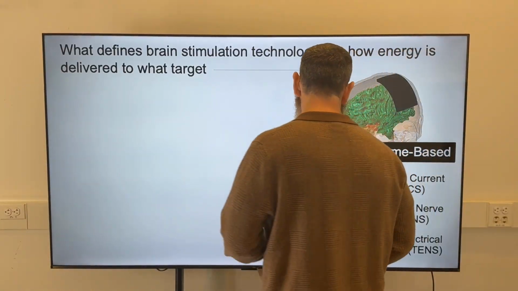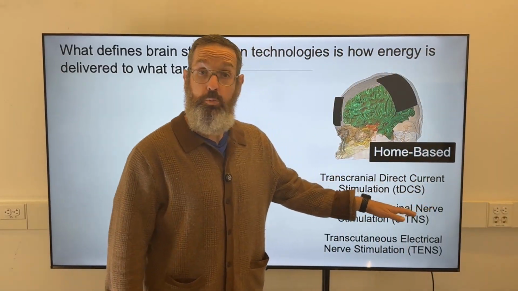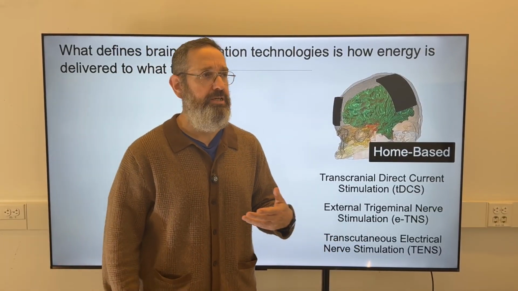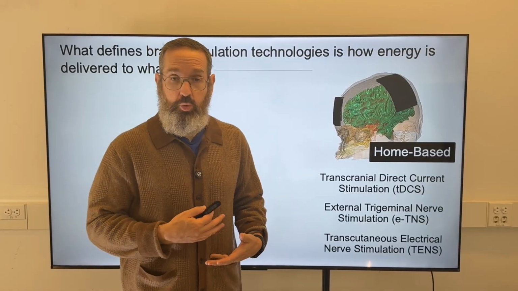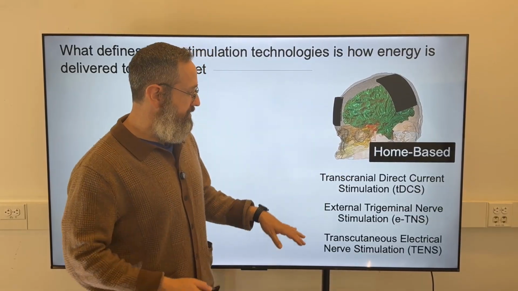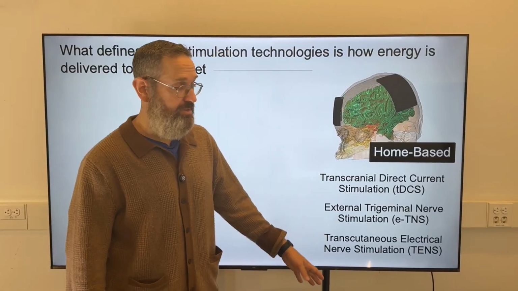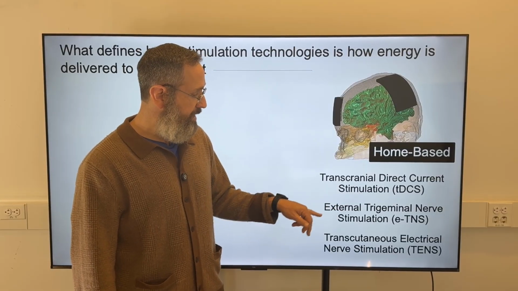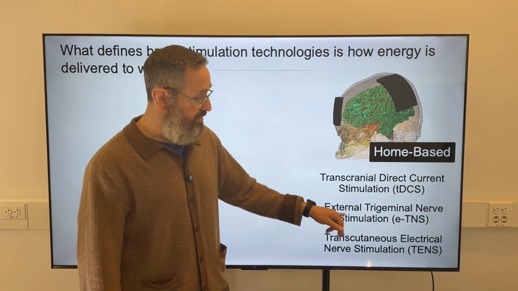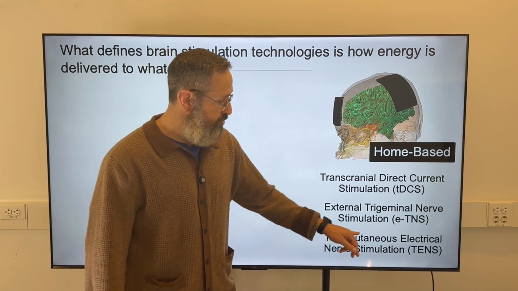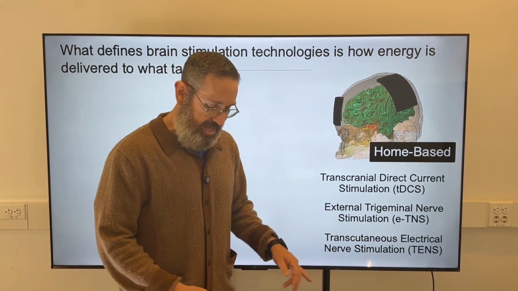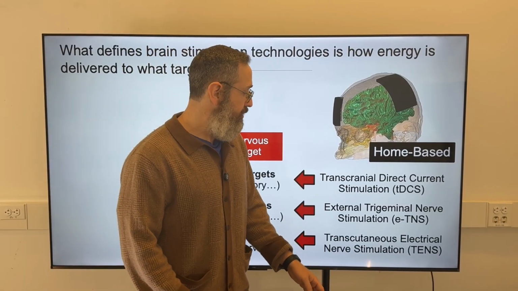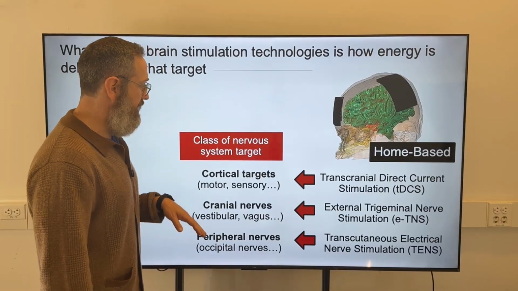And so what I really want to focus on is these home-based technologies. These are technologies that are often powered by a 9-volt battery. They're very light. They're often wearable, or they're small, and they're handheld. And here are 3 examples of them. Transcranial Direct Current Stimulation, or tDCS, external trigeminal nerve stimulation, e-TNS, and TENS, Transcutaneous electrical nerve stimulation. And again, the names of the devices actually tell you a lot about how they interface with the nervous system. So let's think about that.